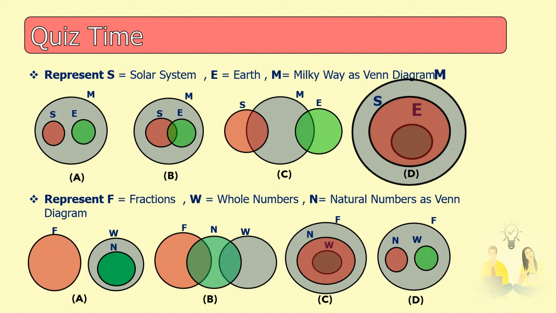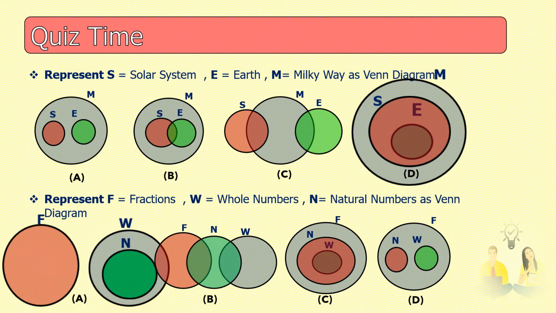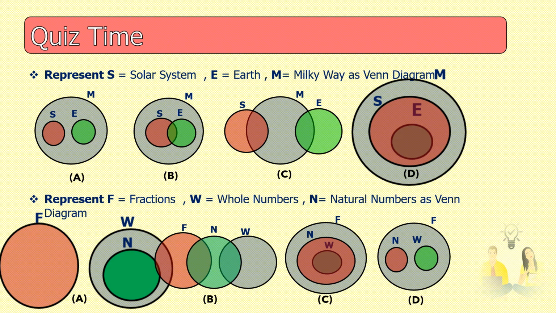Second question, represent fractions, whole numbers and natural numbers as Venn diagram. 5 seconds. Answer is A. All natural numbers are whole numbers. Fractions are neither whole numbers nor natural numbers.